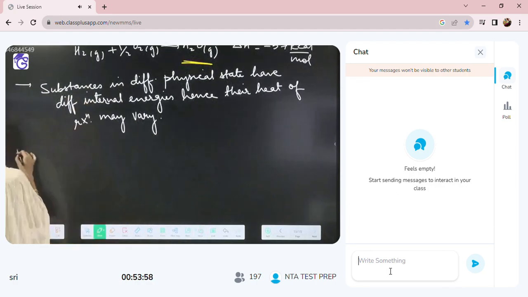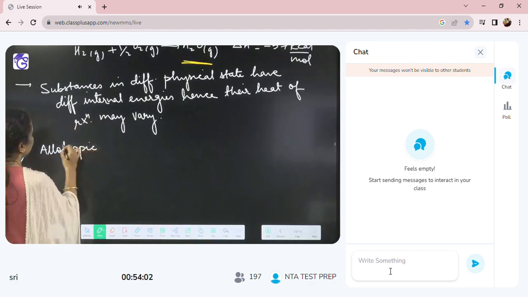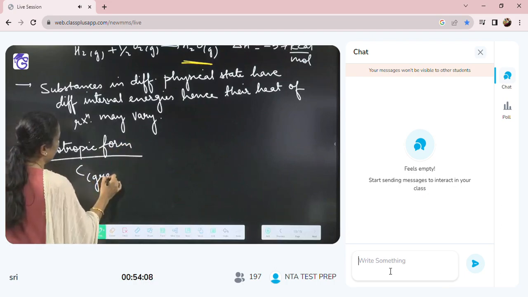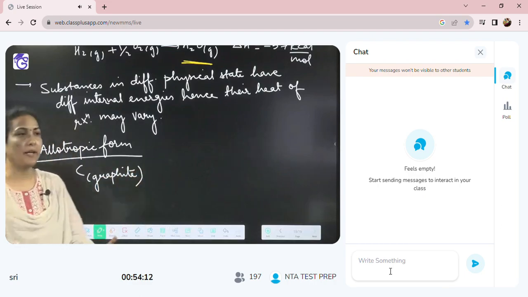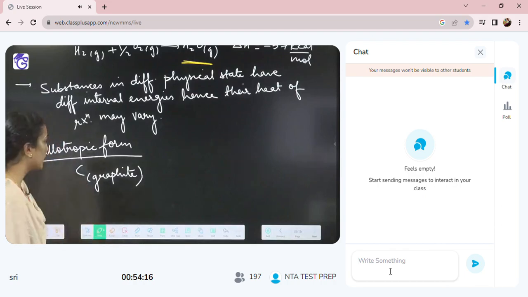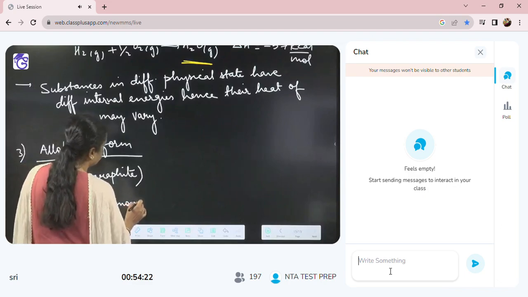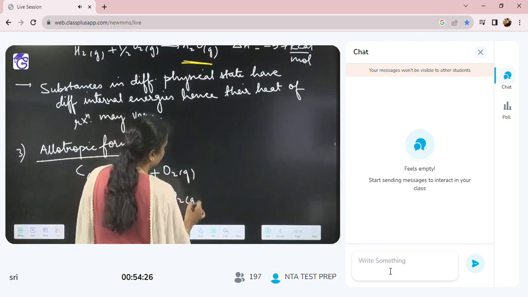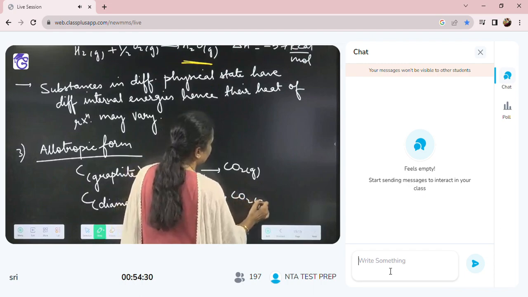Now, let us go for the next one, which is on a similar line, which is allotropic form. Suppose I ask you what are the two very common allotropic forms of carbon. One will be graphite, another will be diamond. We are studying their combustion reaction here. So carbon diamond and carbon graphite, plus O2 gas, plus O2 gas. It is going to give you CO2 gas. Here also it is going to give you CO2 gas.